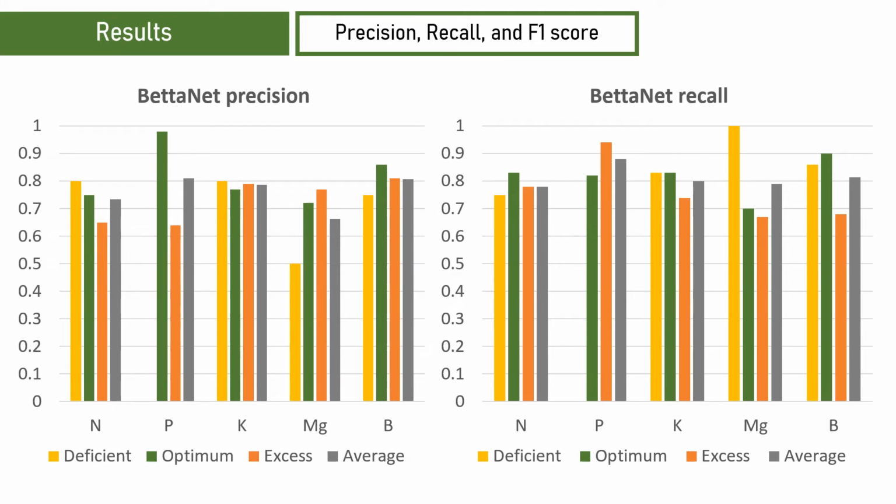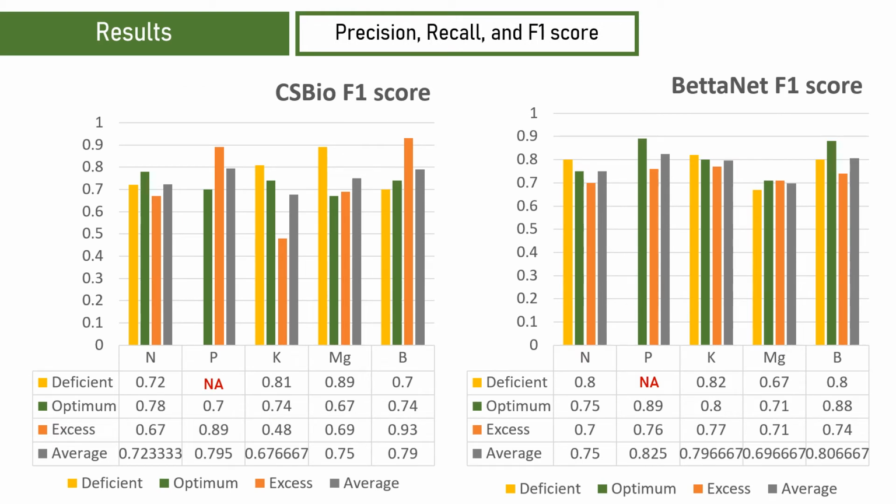And these graphs show the precision and recall of BetaNet models. And finally, these graphs illustrate the F1 scores of CS-BIO and BetaNet. For CS-BIO, the F1 scores are all over 0.65 except for excess potassium that is 0.48, which should be further concerned. For BetaNet, all F1 scores are ranging around 0.7 or more, meaning that there were no significant errors in prediction.